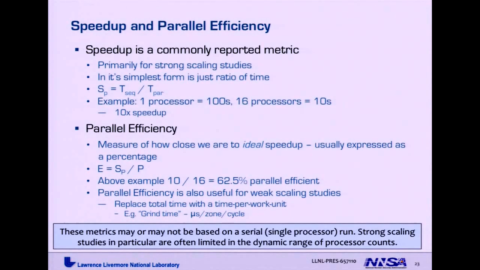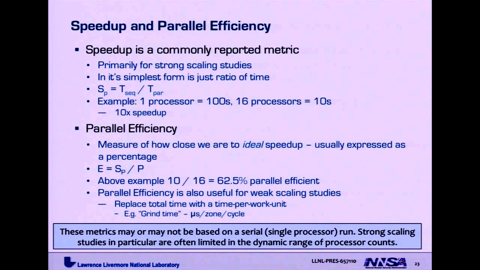The way these are usually represented in papers or in talks is speed up or parallel efficiency. Speed up, I think most people can probably grasp what that means. It's basically a ratio of the time of one run to the time of my run on more processors. So if I had one processor and I threw my problem at it and it took 100 seconds to run, now I try it on 16 processors, I got a 10x speed up. Pretty basic stuff.